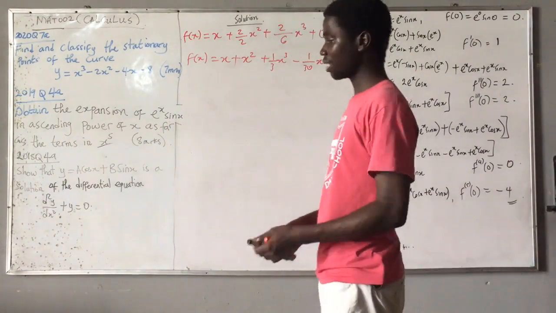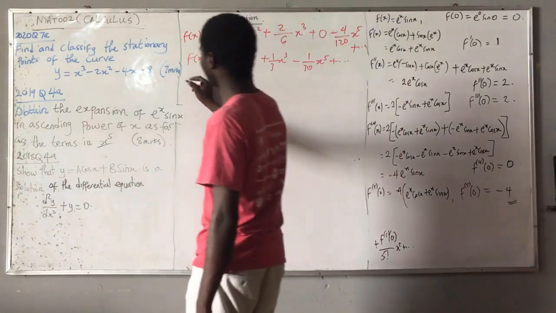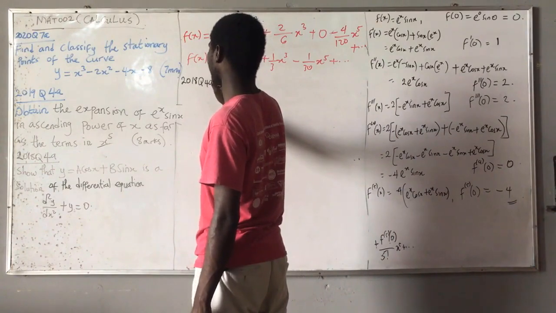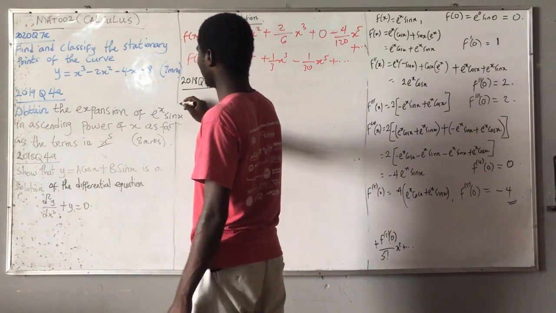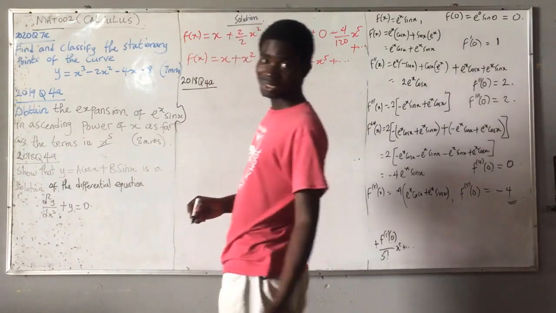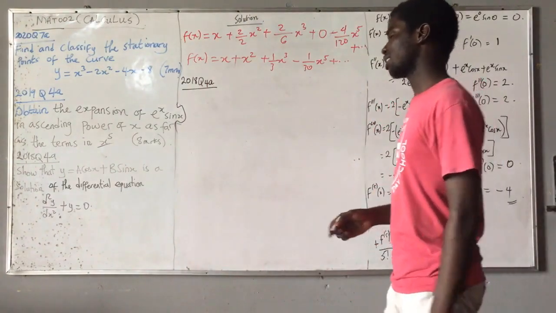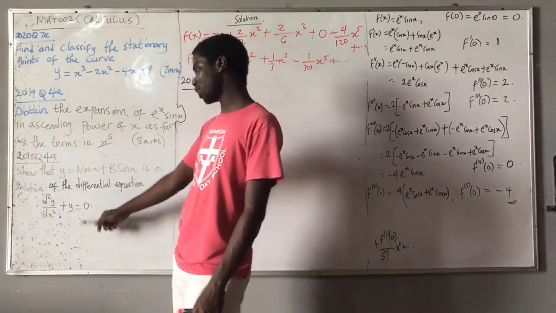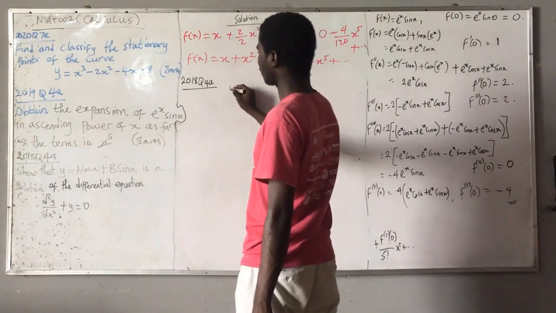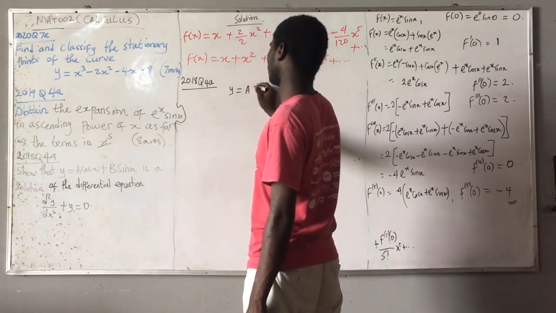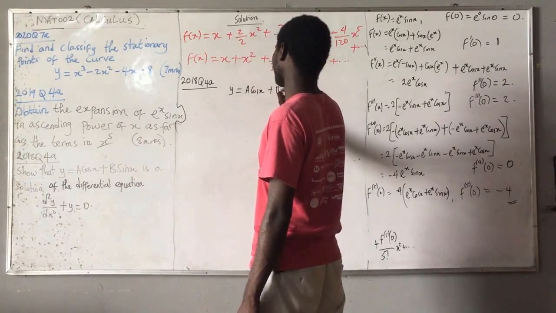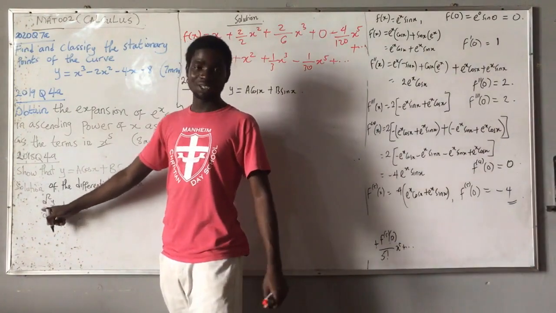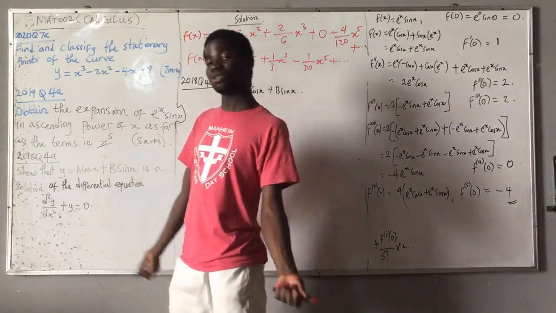So in reality, let me show you the last one, 2018. Question number 4A. They say show that y equals a cos s plus b sin s is a solution of the differential equation this. Now I have y equal to a cos s plus b sin s. If I want to show that this is the solution, I just differentiate two times, then add y to it. You see that you get 0.